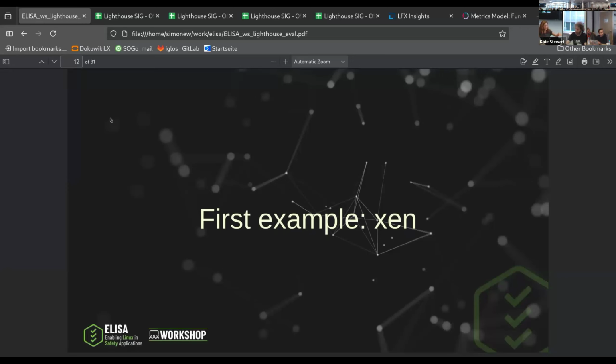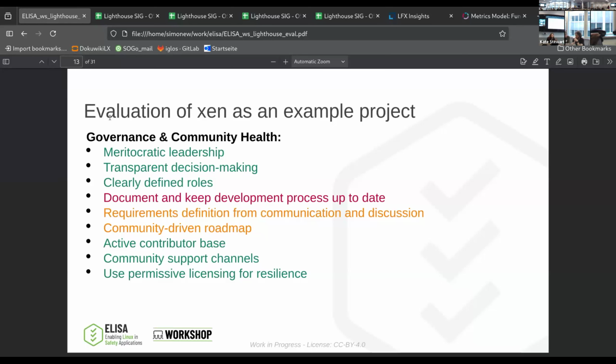I said before that there are certain key requirements, and it's a little bit hard to display, so I had some color coding there. We have some typical points. We had already, I think, yesterday the term meritocratic leadership. So is the leadership defined on merit? If you take a look at the Xen governance documentation, you will see that this is clearly the case. So it's vote or based on merit.